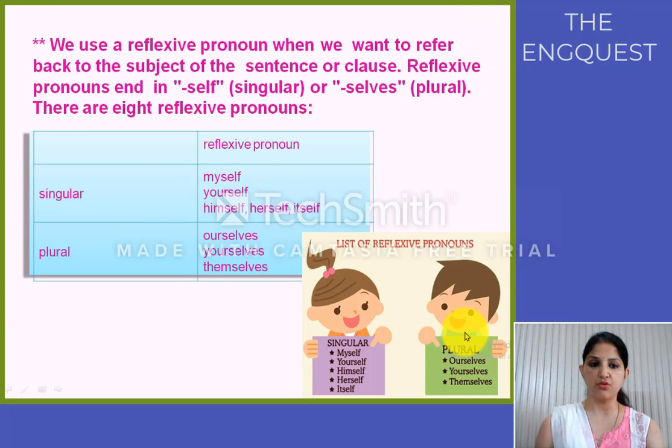Now, let us see how reflexive pronouns are used. We use a reflexive pronoun when we want to refer back to the subject of the sentence or clause. Reflexive pronouns end in self if singular or selves if plural. There are 8 reflexive pronouns. For singular, we use myself, yourself, himself, herself, itself. And for plural, we use ourselves, yourselves, and themselves.